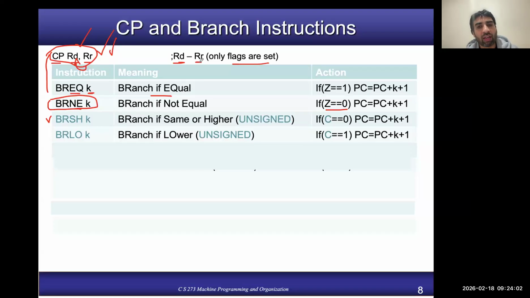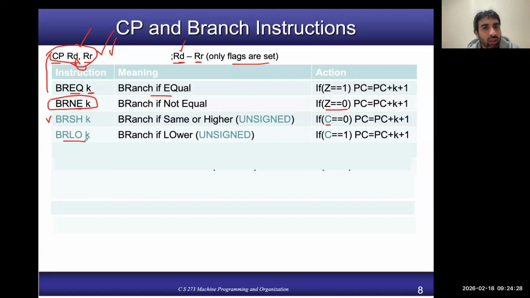How can we know it? By looking at the value of the flags, by looking at the value of the C flag. If the C flag is equal to 0, it means that the destination is either higher or the same as the content of the source register, right?